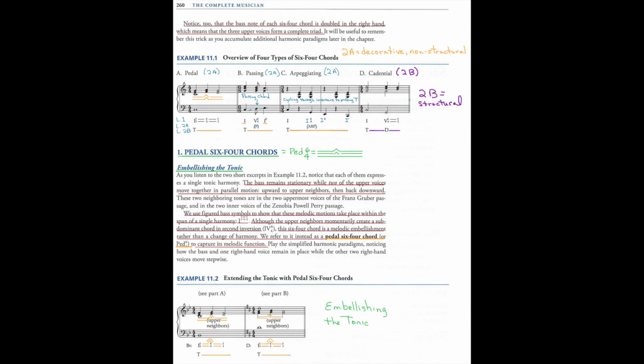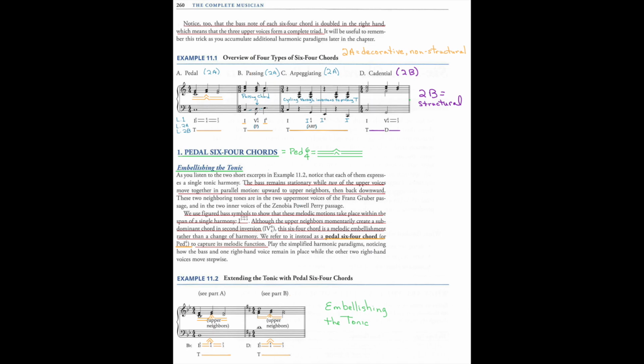As you listen to example 11.2 below, we're going to play it together. You'll notice that each of them expresses a single tonic harmony. Okay, look down at 11.2 right now. This is in the key of B flat, expanding the 1 chord with upper neighbor motion in the 2 upper voices. They go up and they come back down. So that's just tonic expansion, with a little fancy melodic thing going on in the 2 upper voices. That's all it is. The harmony did not change. Laitz says above, I outlined it in red, the bass remains stationary while 2 of the upper voices move together in parallel motion upwards to upper neighbors, then back down.